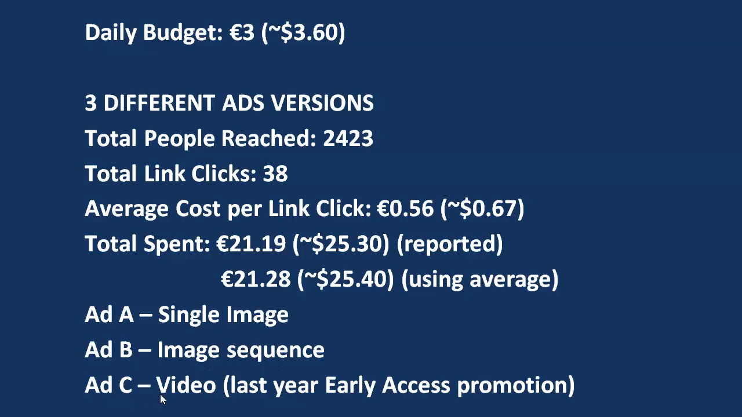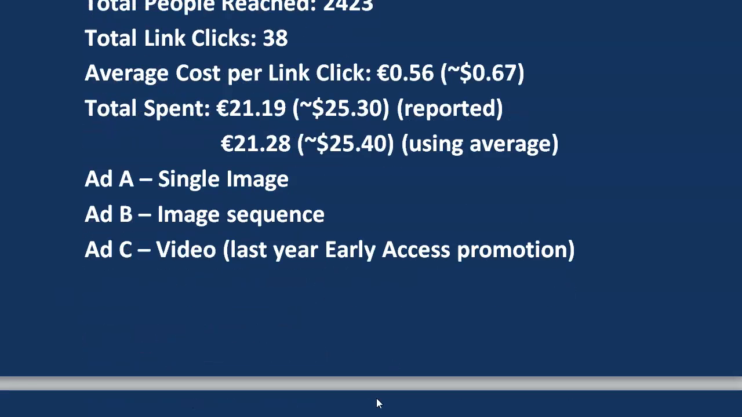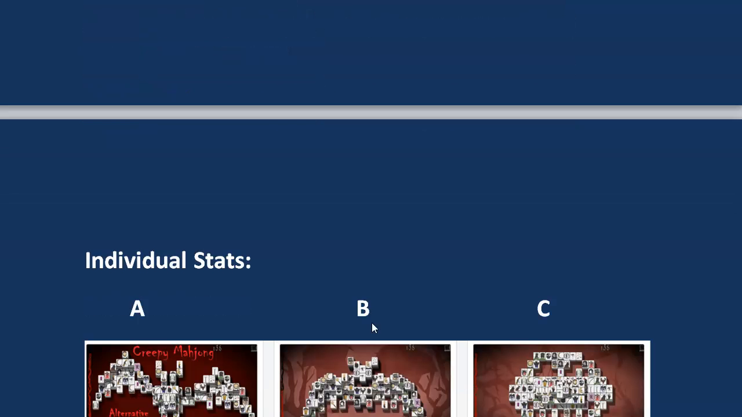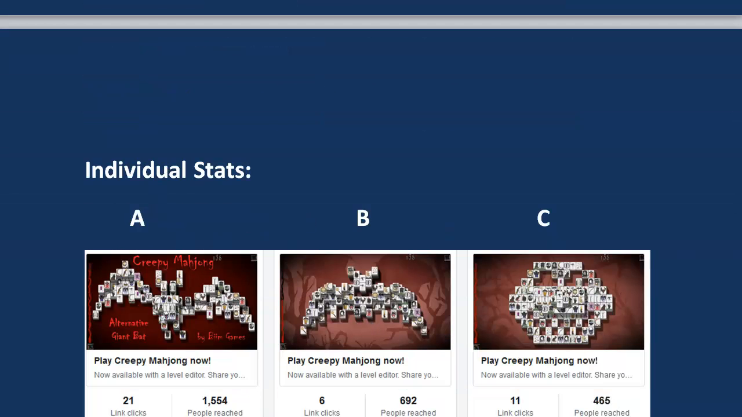And for the last advertising, sorry, I uploaded a video that I did last year, the early access video for Creepy Mahjong. Basically, the game is the same, just without the editor. I didn't have much time to create a new video in that strict time, and therefore I used last year's video for promotion. I think it still looks fine. So these are the three kinds of advertising I created with Facebook, and these are the results as individual results.